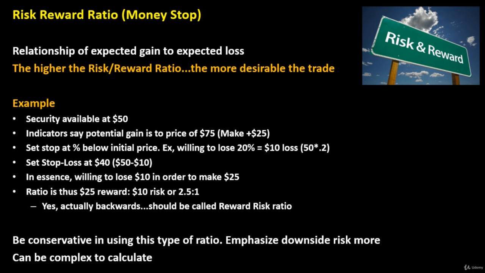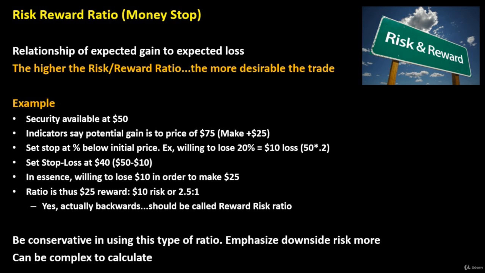So you have a security that's at 50, and the indicators say the potential gain is to a price of 75, right? You're looking at your indicators, you're looking at where it might go. Indicators are saying, okay, or you feel you might get to the price of 75, so you'd make 25, right? So you'd set your stop at a percentage below that initial price.